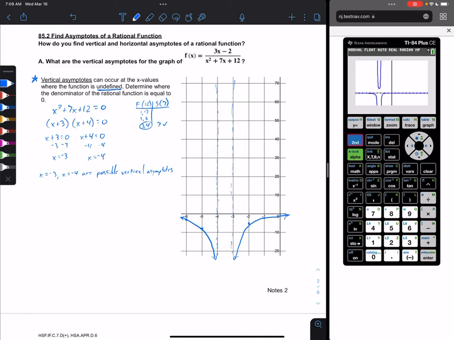So I'm going to hit second table set, and change my change in table to 0.5. All I'm really looking for is a number between negative 3 and negative 4. The 0.5, now if I go to my table, it gives me everything in between those. So everything goes up by 0.5. So I'm going to look for negative 3.5.